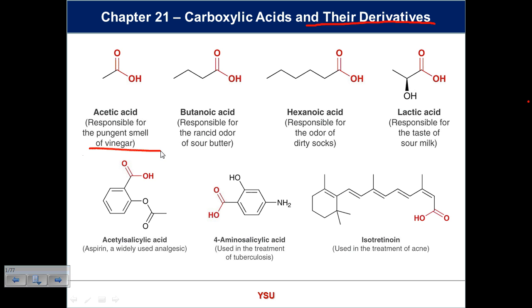You leave a bottle of wine open, it will go sour, eventually becomes vinegar, and that's where that is. Butanoic acid smells like rancid butter, apparently. The butanoate type compounds do stink, I do know that. Hexanoic acid apparently is the odor of dirty socks. I wouldn't know because I do laundry every day. But apparently that's got a really nasty smell. And then lactic acid, we know that from milk, and we know that from exercise, right? Lactate builds up and stuff like that.